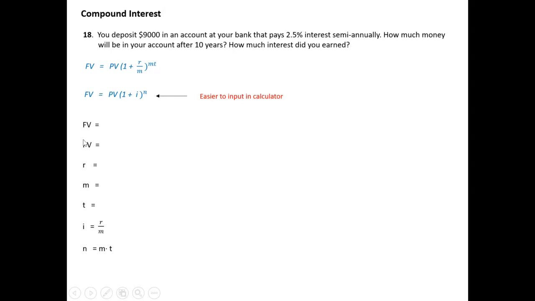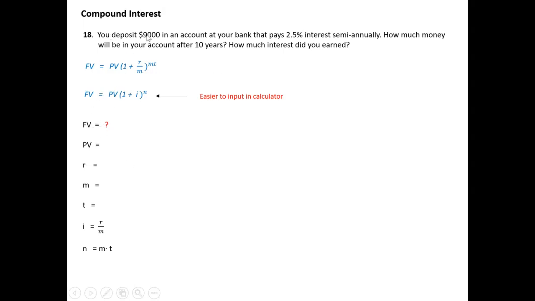Okay. So again, there's always 7 things that you must get right. So the FV, the P, the R, the M, the T, the I, which is equal to R divided by M, and the N, which is the M times T. So here, guys, we're looking for how much money will be in your account after 10 years. So we're looking for the future value after 10 years, right? That's what we're looking for.